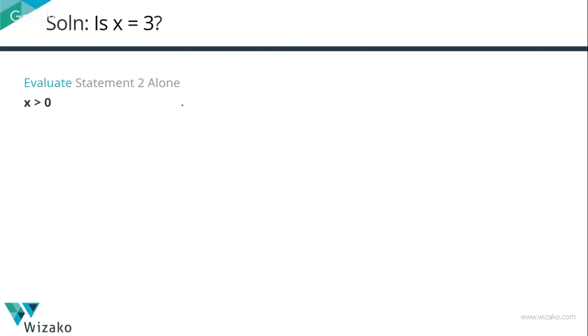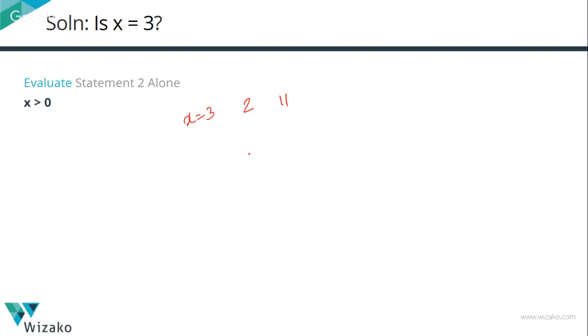Can X be a 3? 3 is a positive number. We know X is a positive number, so X could be a 3. But if it's a positive number, it has infinite possibilities. It could be a 2, it could be 11, it could be a million, it could be a billion, it could be any number of values. So statement 2 does not give us a conclusive answer.